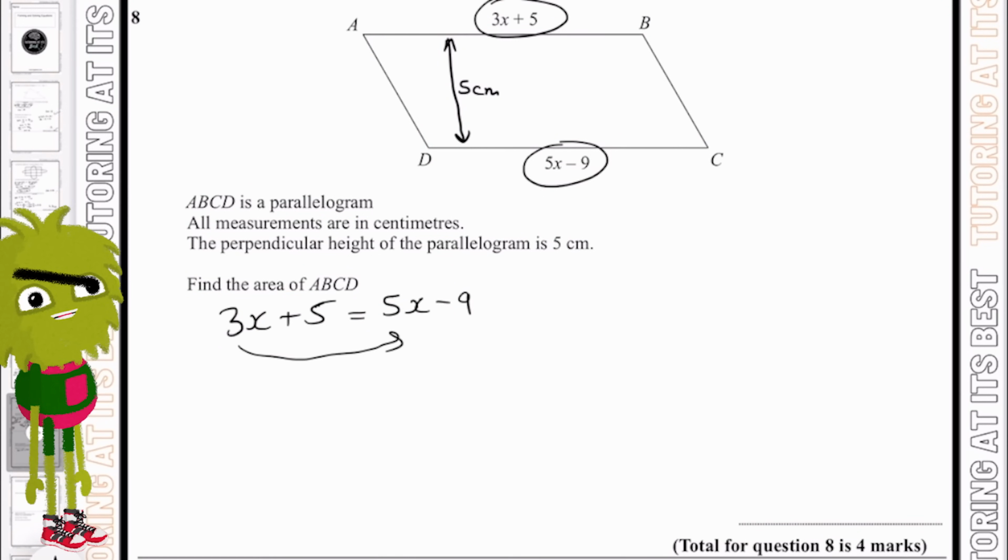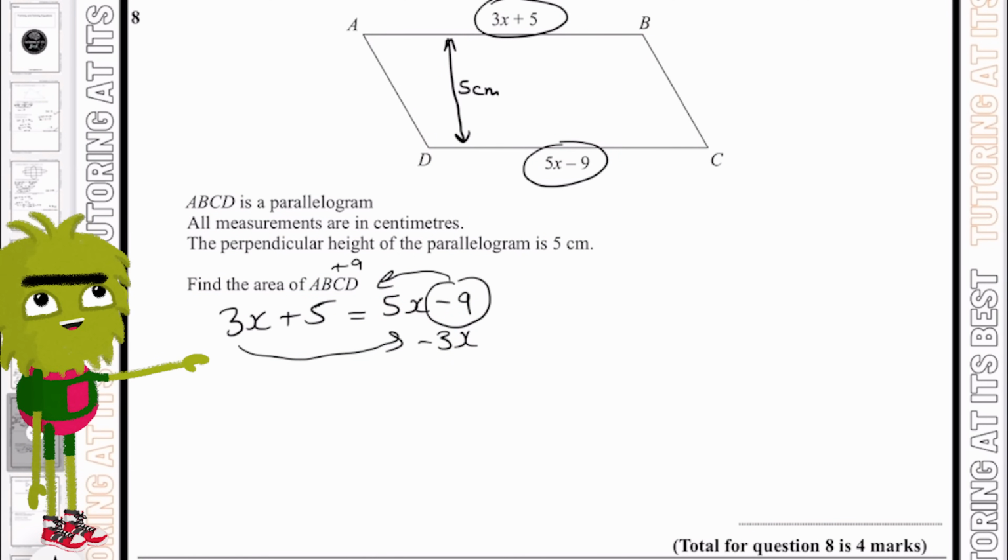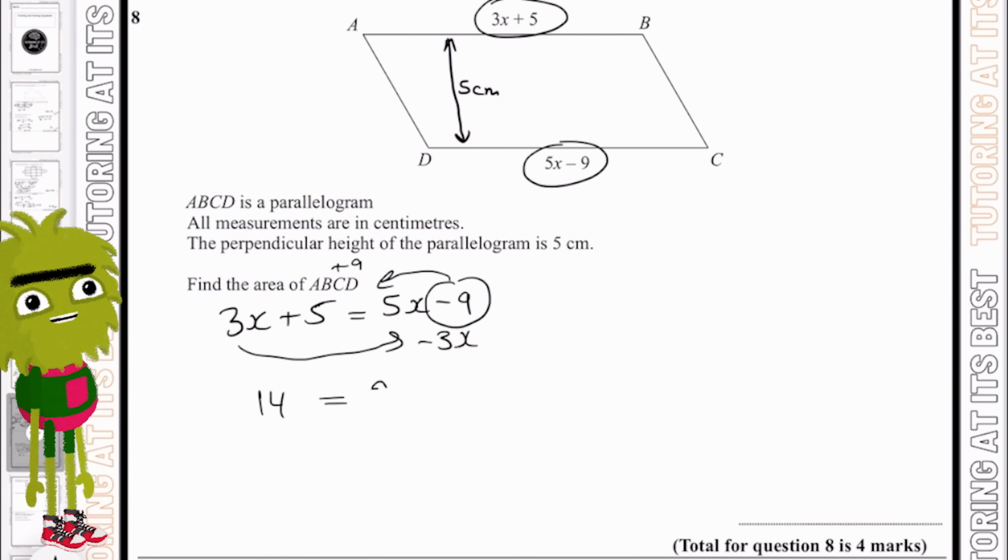Again, I'll take the 3x over, so a minus 3x, and I'll take the minus 9 over to make it a plus 9. So we now have 5 and 9 gives us 14, and 5x take away 3x equals 2x. So if I go ahead and divide this by 2, we know that 7 equals x.